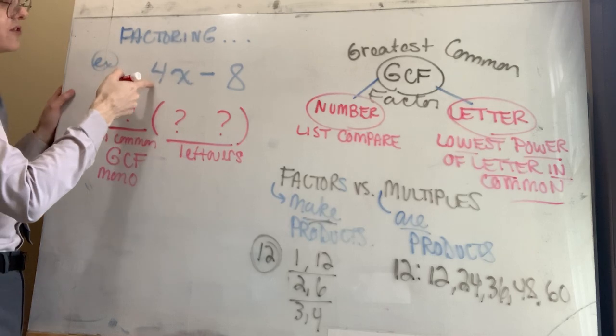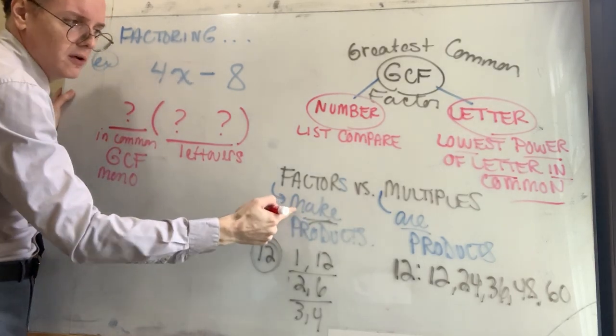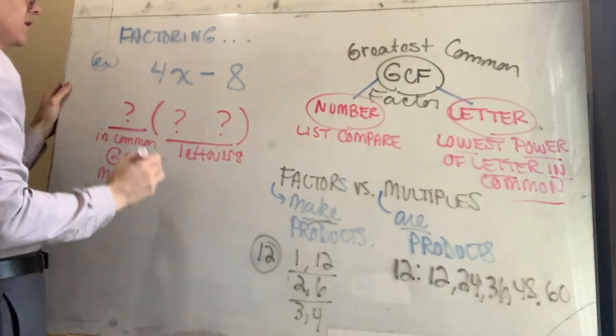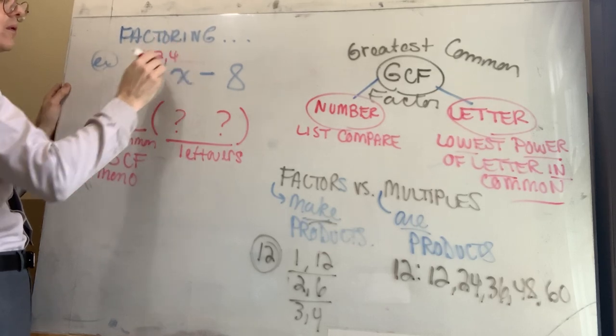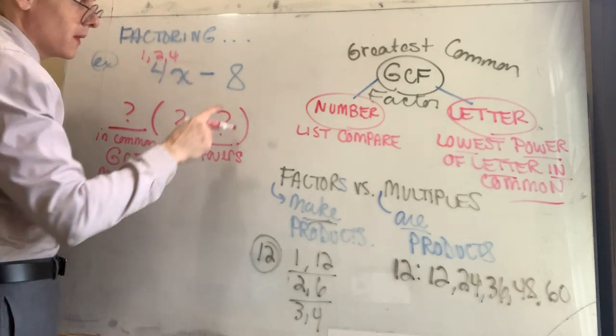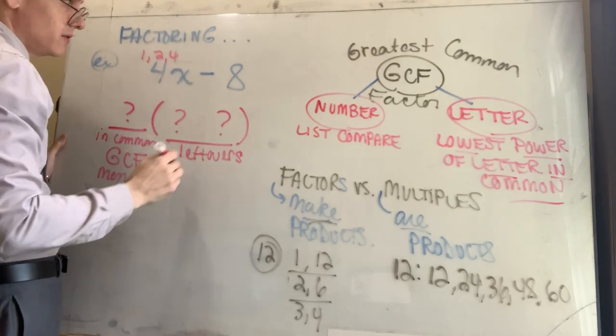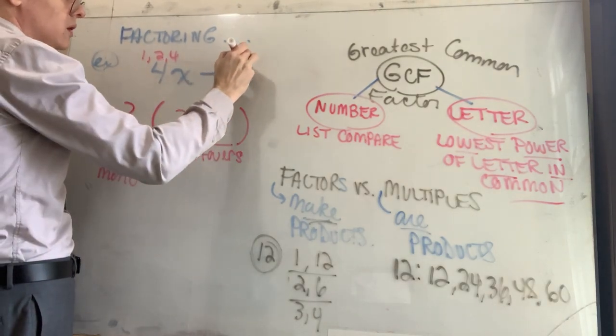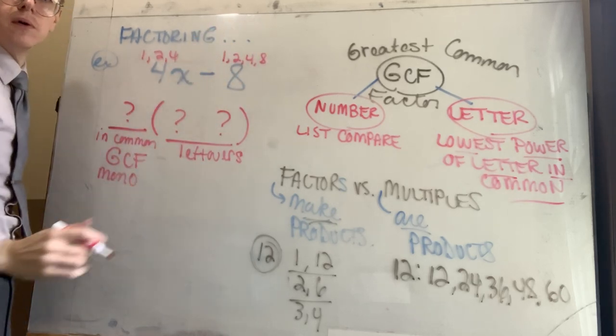All right. The numbers that 4 is made of are 1, 2, and 4. And I know that, I memorized it. What are the numbers that 8 is made of? It would be 1 and 8 and 2 and 4. I'm going to put them in order.